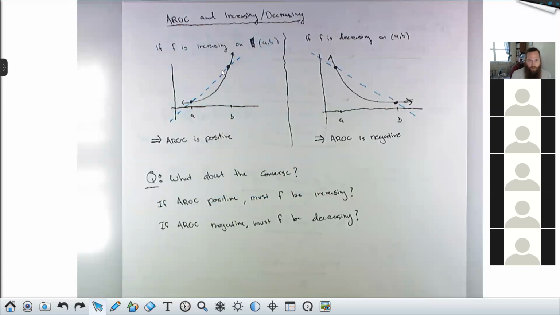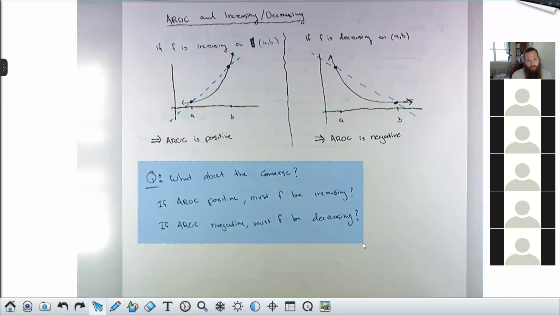If you're increasing everywhere on that interval, you will end up higher than you started. But just because your average rate of change is positive may not be the case that your function is increasing everywhere on that interval. You could imagine maybe this function, instead of just going up all the time, it wiggles in here a little bit and then goes up.